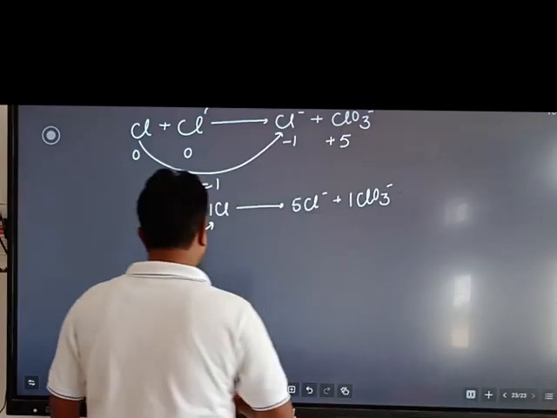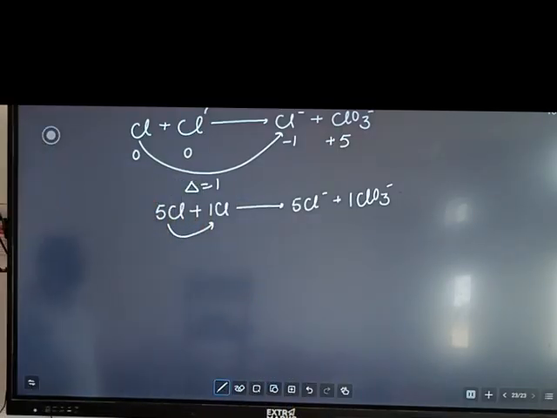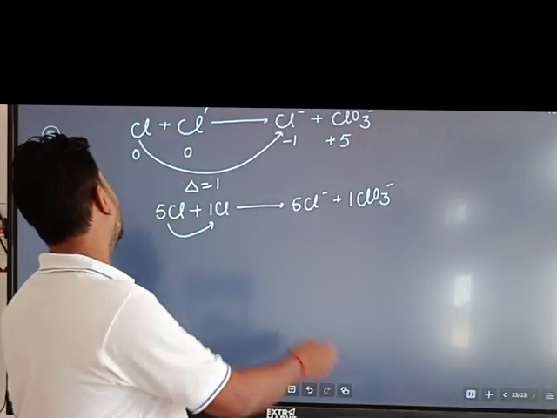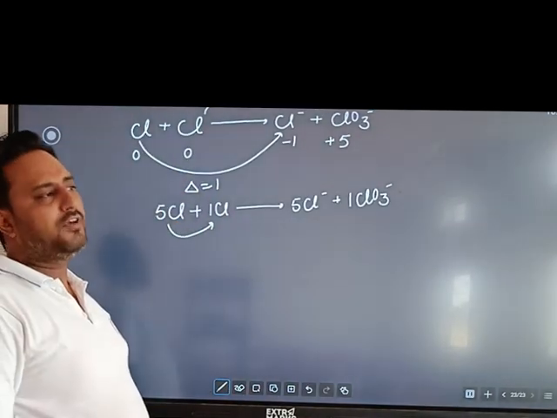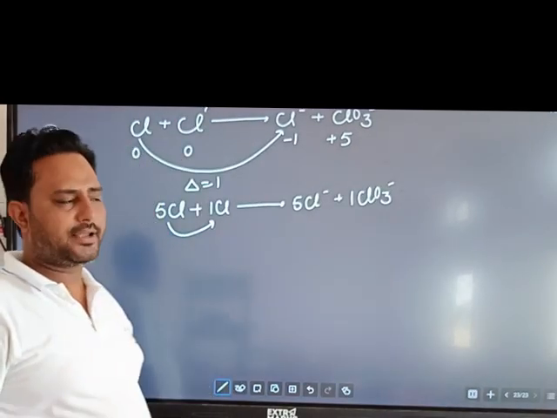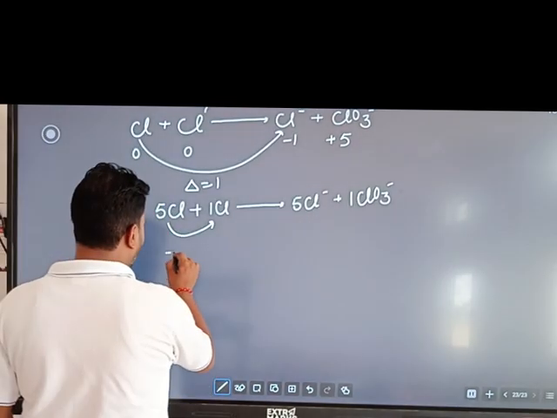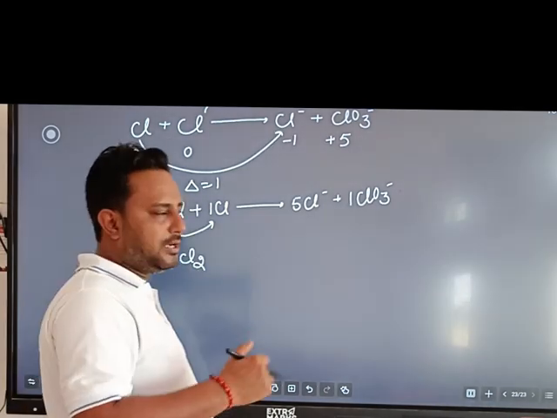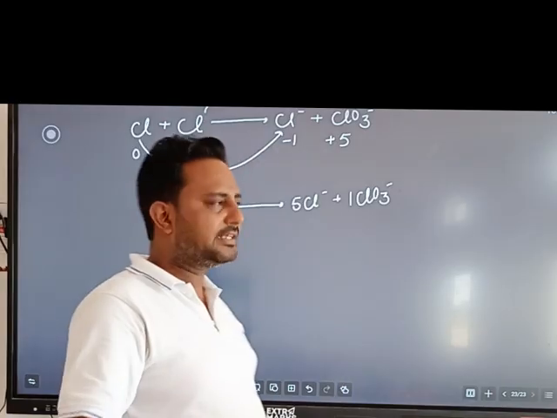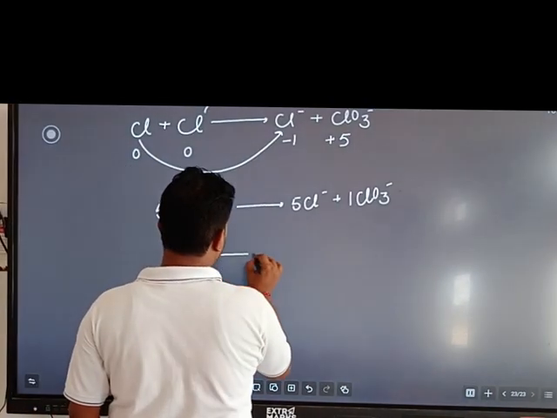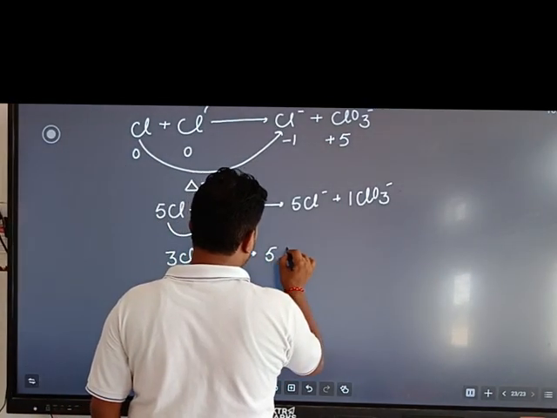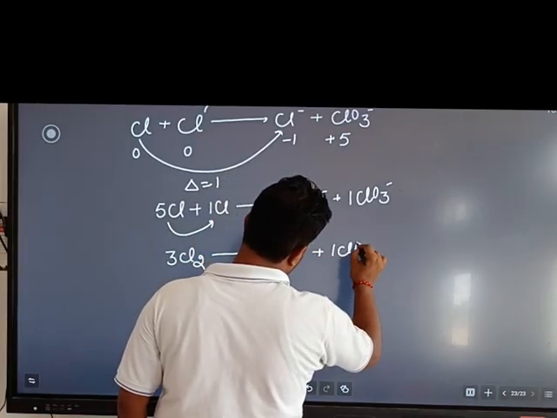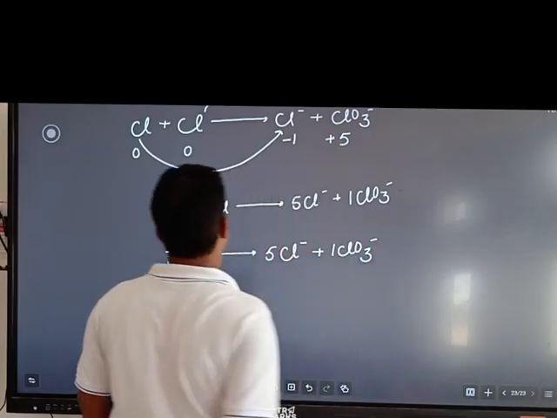Okay, so after cross multiplication we get 5Cl plus 1Cl. This will give 5Cl- plus 1ClO3-. So this 5 plus 1 Cl will combine to form 6 Cl atoms, and these Cl atoms will form 3 molecules of Cl2 because chlorine exists in the molecular form. They do not exist in the atomic form. So this 3Cl2 has given 5 times of Cl- and 1 times of ClO3-.